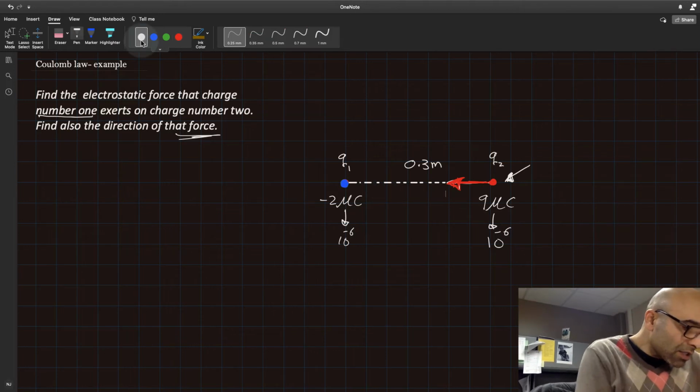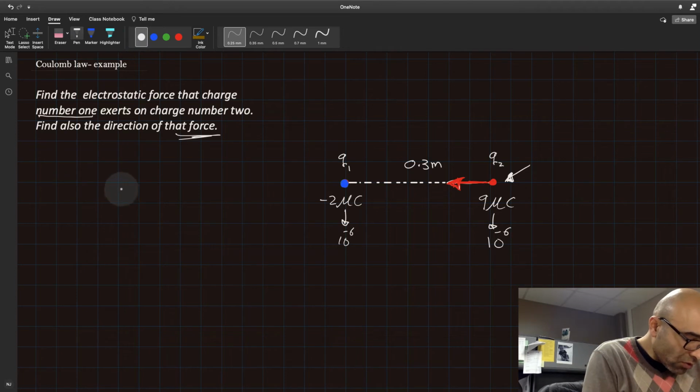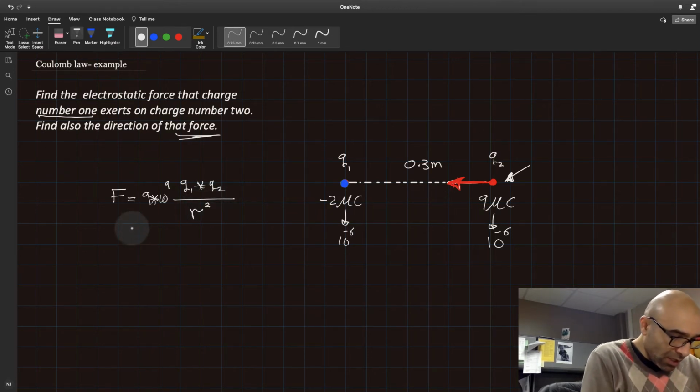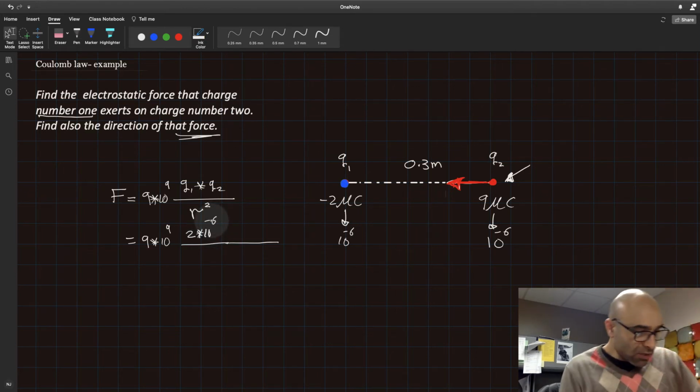Since we are talking about electrostatic force or Coulomb force, let's write down the equation. Coulomb's force: F is equal to 9 times 10 to the power 9 times Q1 times Q2, and this whole thing divided by the distance squared. Now 9 times 10 to the power 9 comes as it is. Q1 is equal to 2 times 10 to the minus 6. Now you're going to ask yourself, where is the minus?